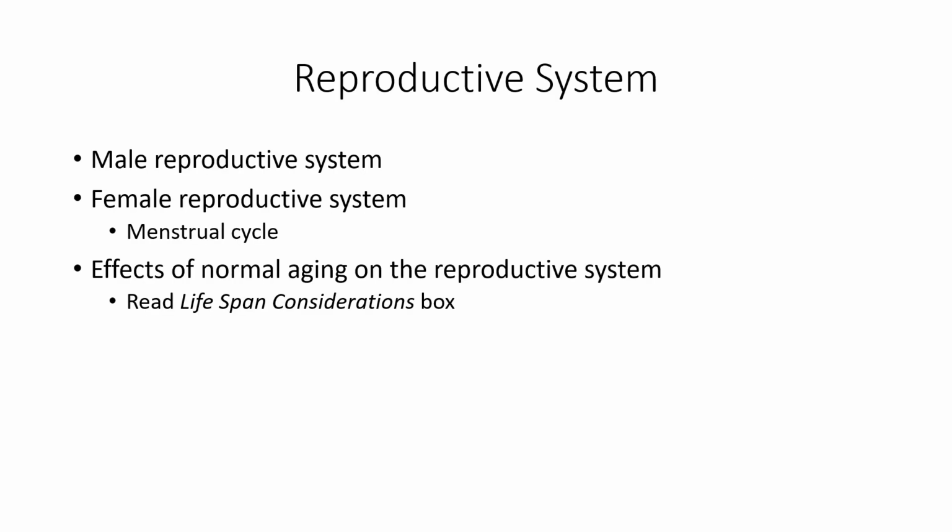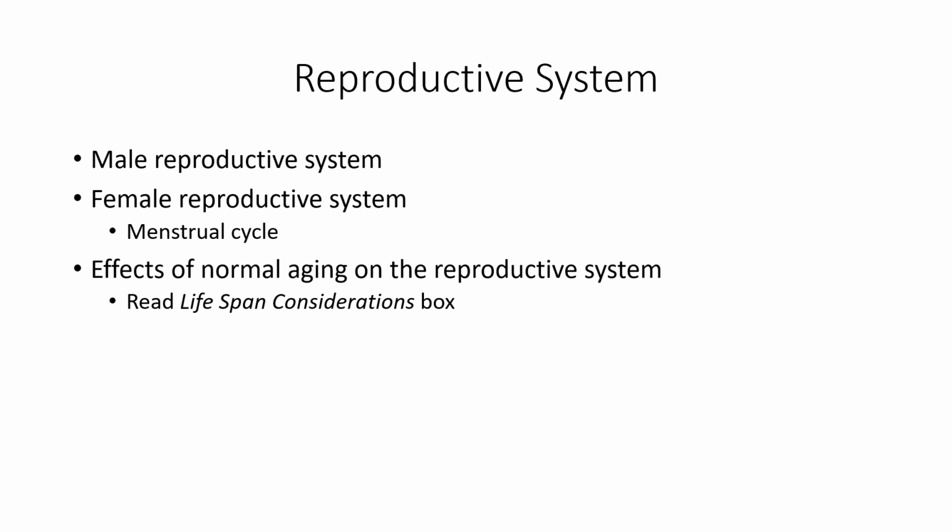Okay, so we're going to take a look at an overview of the reproductive system. This is just a recap of what you already learned in anatomy and physiology. And this is going to be a very brief overview because these are things you should already know from A&P.